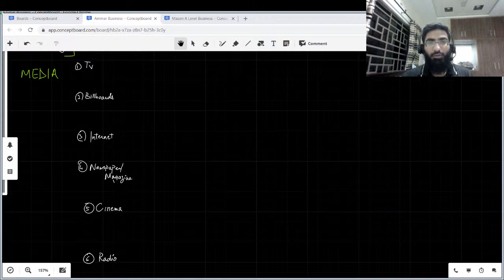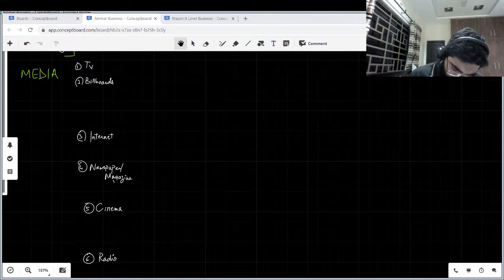Okay, now we have to discuss the advantages and disadvantages of all these media. I won't be able to write all these advantages and disadvantages, so let me put it all close together. Advantages and disadvantages of all these media one by one. So first, TV. For TV, the advantage is it reaches the masses more efficiently.